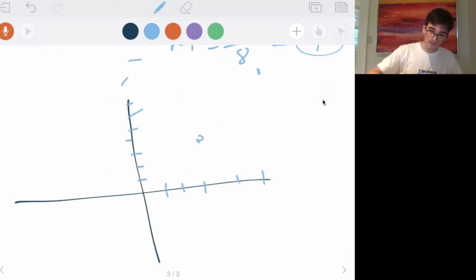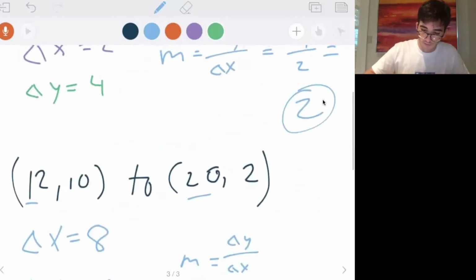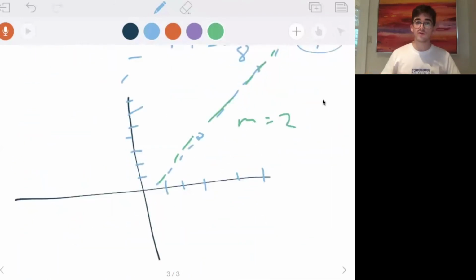As you can see, if I were to connect a line, it appears to be going up. There's an upward trend in my graph. That makes sense because my slope, as we calculated earlier, was 2. Since my slope was 2, that's a positive value, so my line is going up. Everything checks out. Let's try the other one.